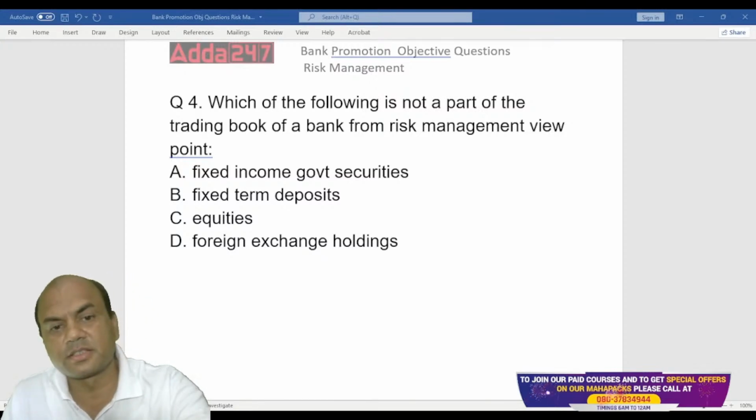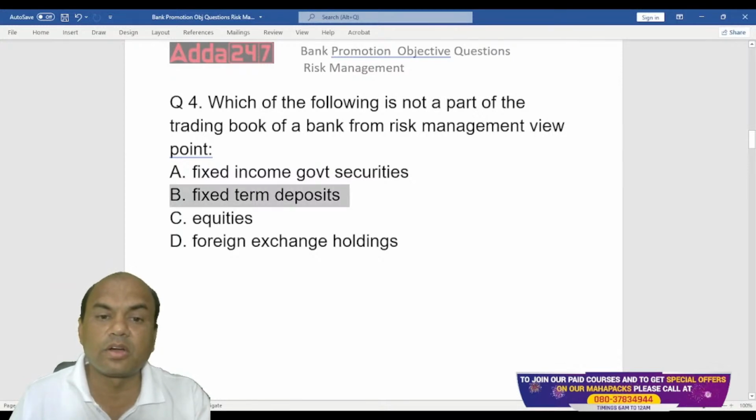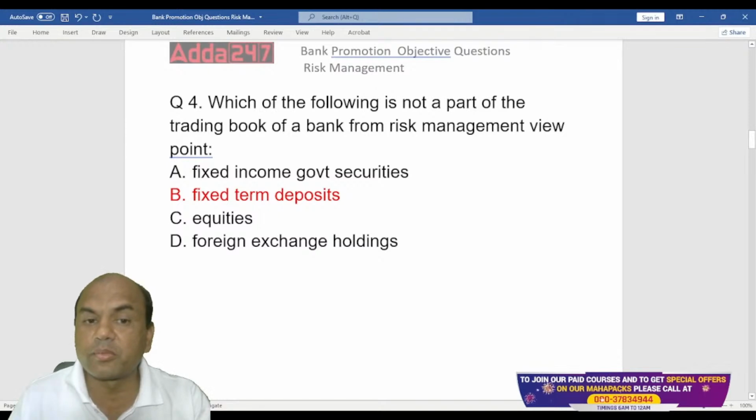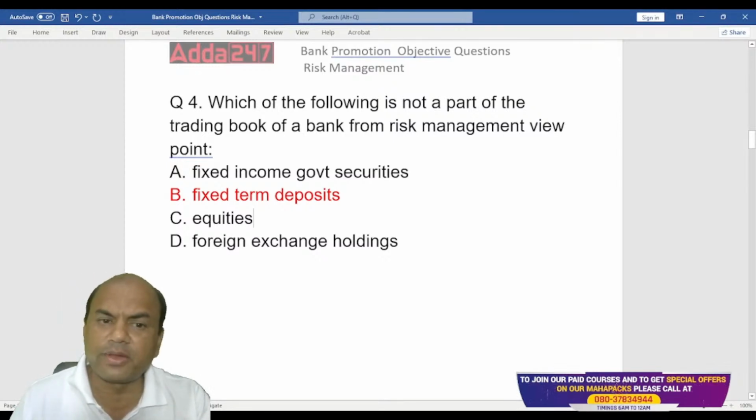So the answer is FD is what is not allowed in CRR, SLR. FD is not a part of CRR, SLR. Never. It is not a part of trading book. Okay. Got it? Trading book means basically for profits. Either in banking book or in trading book, both, FDs are not allowed.